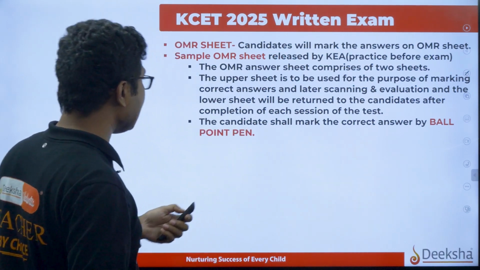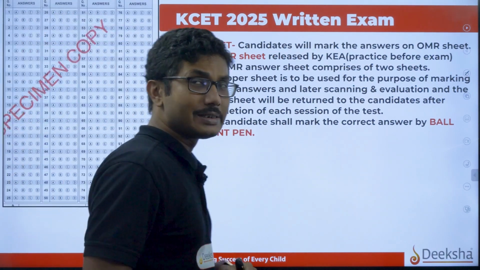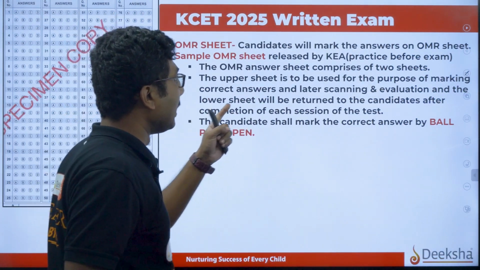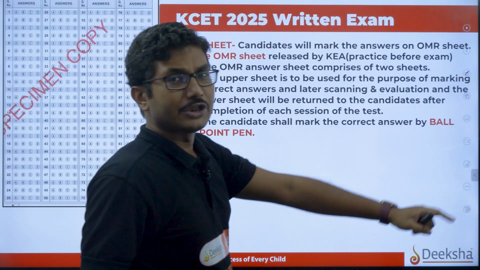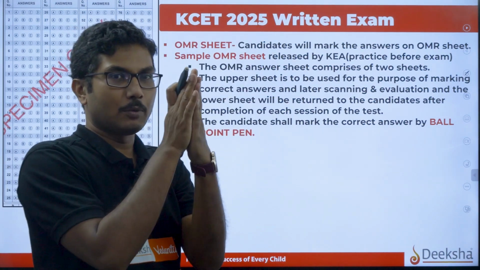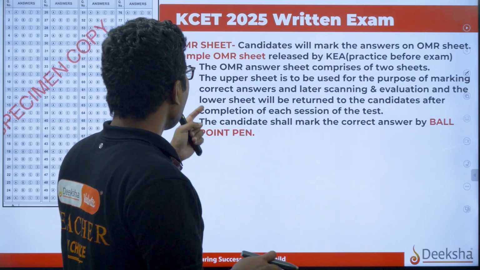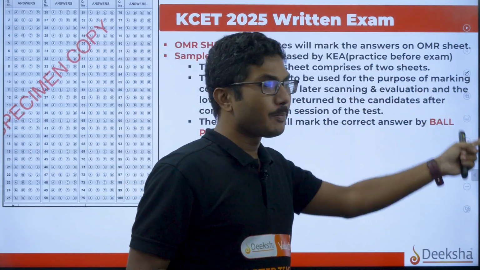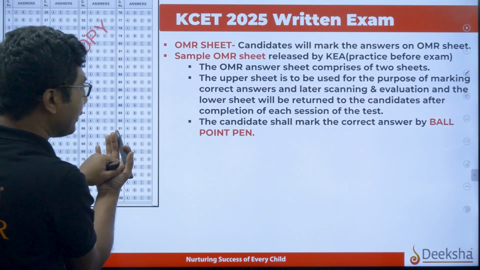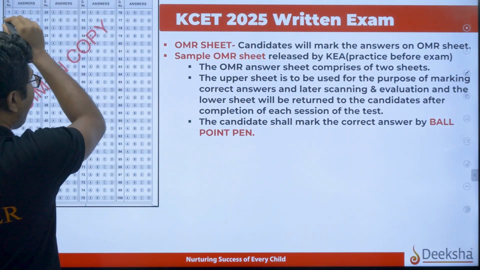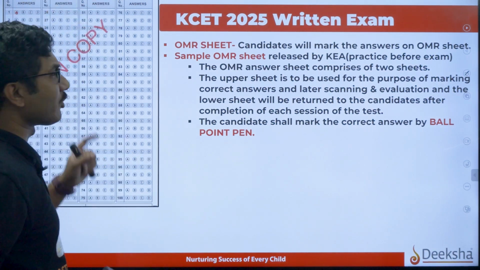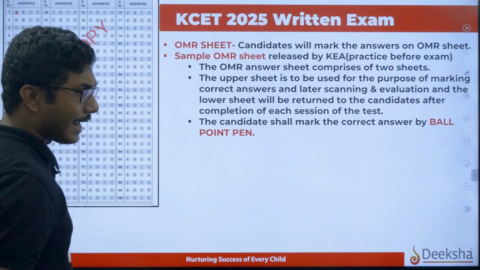A sample OMR sheet is released by KEA, and it looks like this. There is a complete detailed layout of the OMR sheet, and it comprises 2 sheets, one on top of the other. The upper sheet is to be used for marking the answer. So when you get it, there will be a sheet like this, and another sheet below it, and you have to use the upper sheet to mark the answer. For example, if the correct answer for question 1 is A, you mark A.